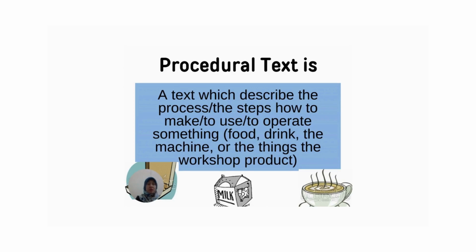And also we can use how to operate, for example, operate the workshop machine, the electronic machine, the electronic device, etc. So the conclusion is procedural text is a kind of text which describes the process or the steps, how to make, how to use, and how to operate something. For example, like food, drinking, machine, things, and the workshop product.